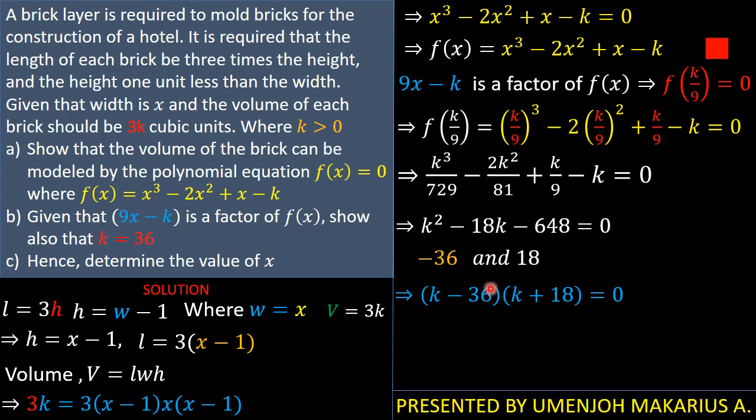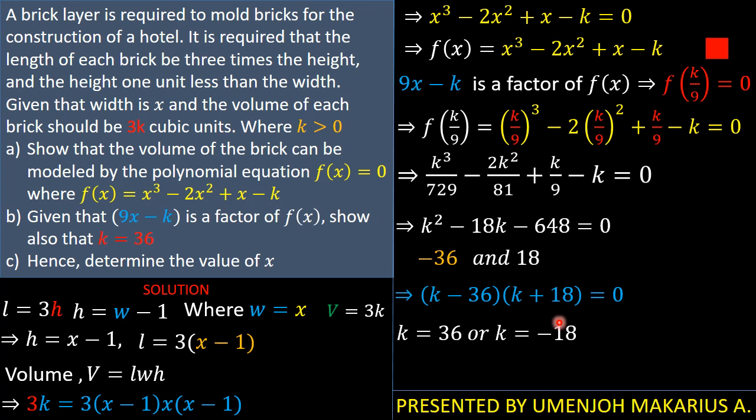So friends, if we multiply two numbers and get 0, it means that either the first number is 0 or the other one is 0, or both of them are 0. In this case, both factors multiply to give 0, so each of them has to be 0. If you set each to 0 and simplify, we have k equal to 36, or k equal to negative 18.